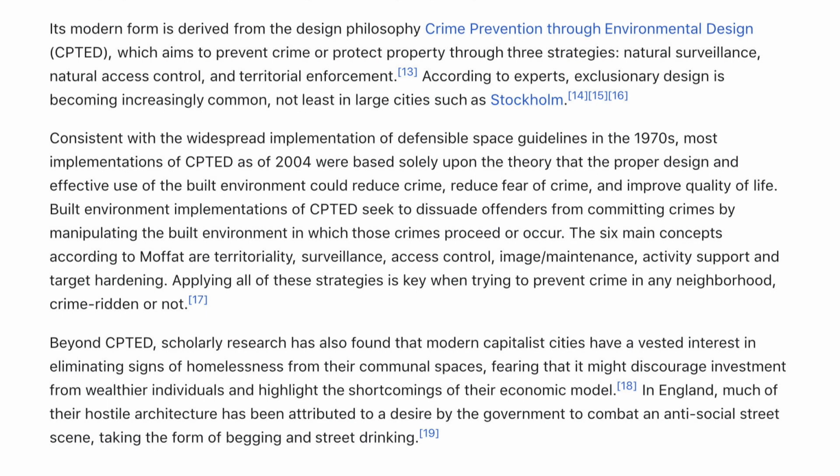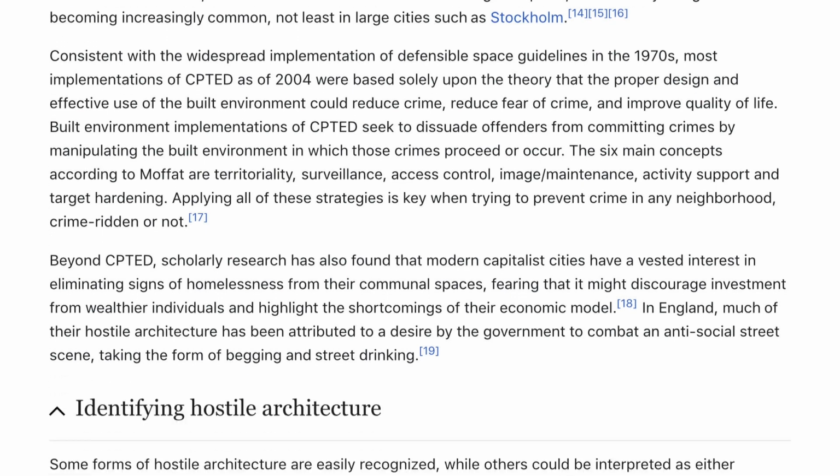Beyond CPTED, scholarly research has also found that modern capitalist cities have a vested interest in eliminating signs of homelessness from their communal spaces, fearing that it might discourage investment from wealthier individuals and highlight the shortcomings of their economic model. In England, much of their hostile architecture has been attributed to a desire by the government to combat an antisocial street scene, taking the form of begging and street drinking.